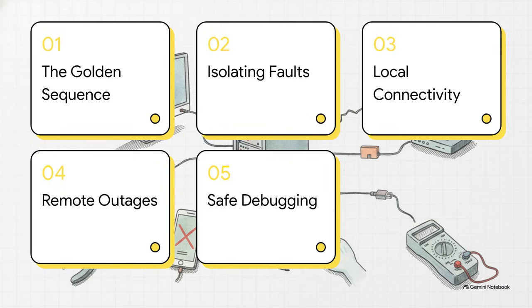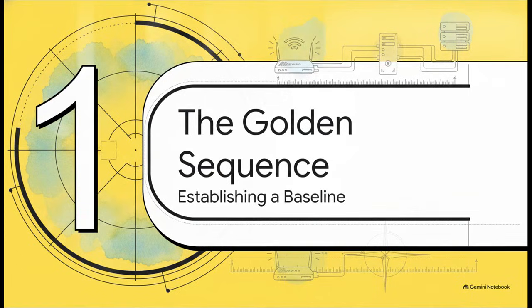First, the golden sequence. Second, isolating the fault domain. Third, local connectivity loss. Fourth, remote site outages. And finally, safe debugging workflows. Section 1. The golden sequence, establishing a baseline.